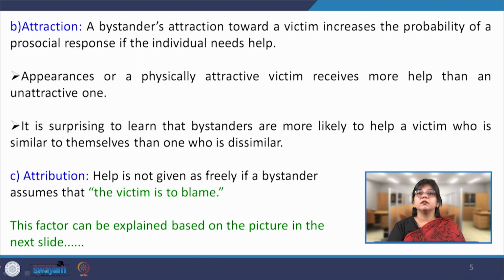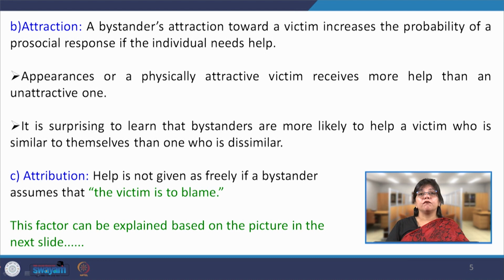The other aspect is attraction. A bystander's attraction towards a victim increases the probability of a prosocial response if the individual needs help. It is an individual's understanding. If the bystander gets attracted to the person who is in need, then definitely it fosters prosocial or helping behavior. Even appearances matter. For example, any celebrity can also meet an accident on the road, and that is an attraction for a bystander, and he would be induced to help that attractive person or any known person.